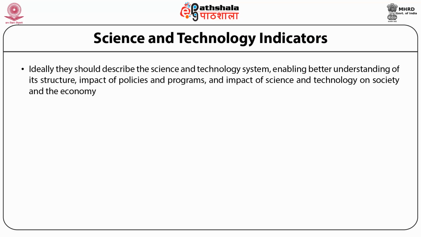In this slide, we discuss science and technology indicators. Ideally, a science and technology indicator should be able to describe the science and technology system. The S&T system includes infrastructures like scientific manpower, laboratory infrastructure, journals, and various aspects of scientific activity. The indicators of S&T should enable better understanding of the structure of the S&T system, impact of policies and programs, and the impact of science and technology on society and the economy.